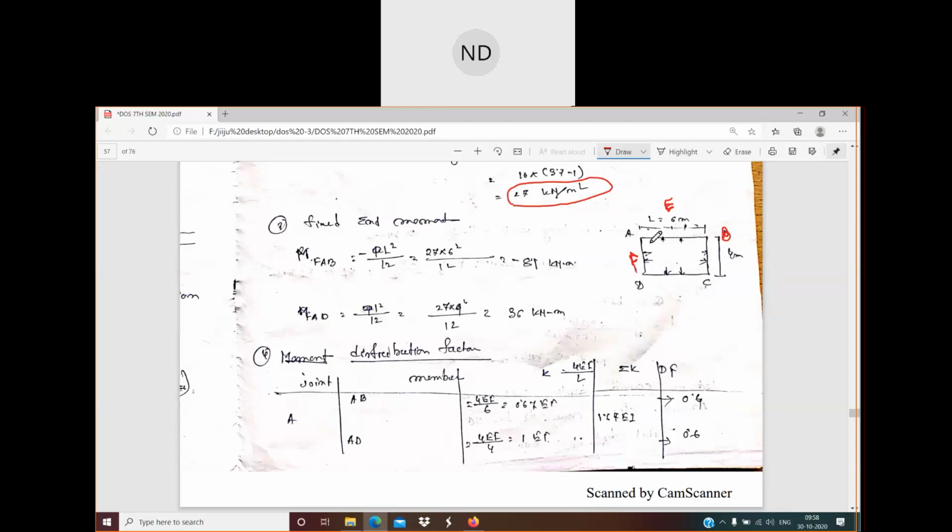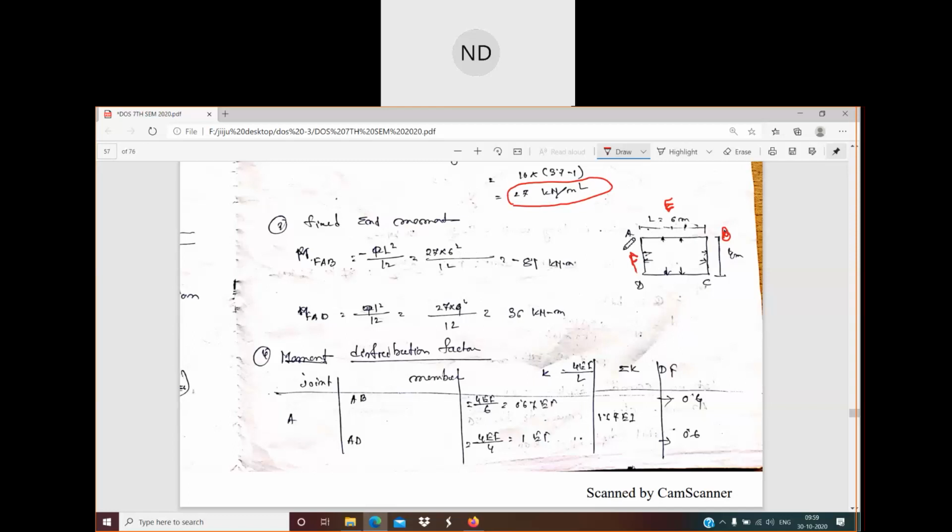We have the fixed moment FAB. FAB is given by minus PL square by 12. What is your P? Your pressure P is the water pressure, which comes out to be 27. And the length acting on it, for FAB, is this 6 meter.